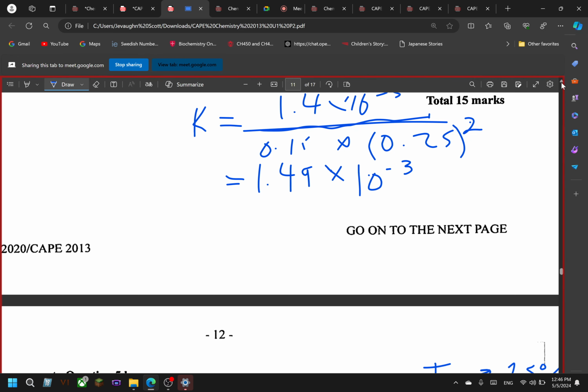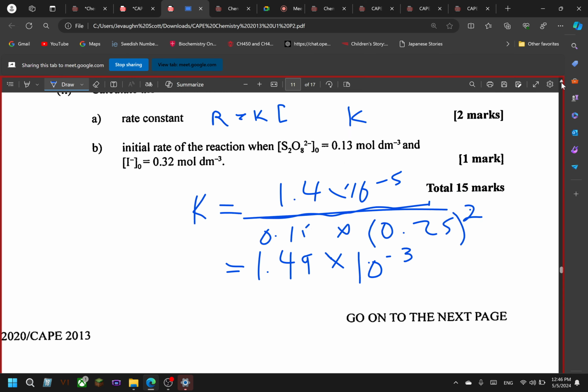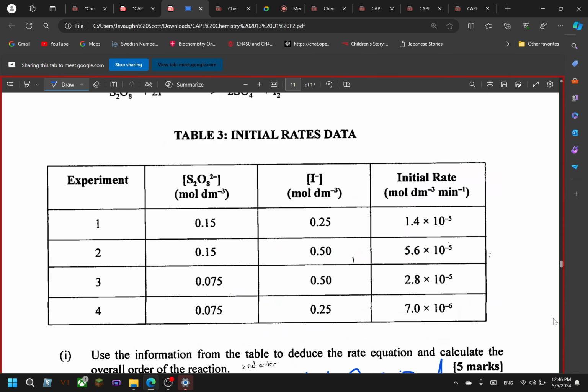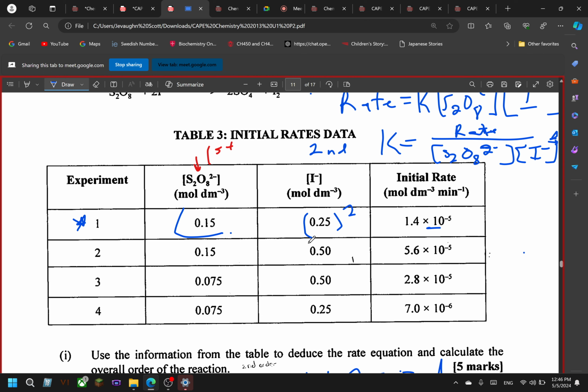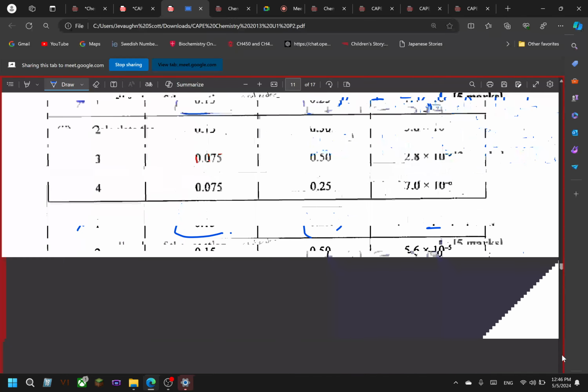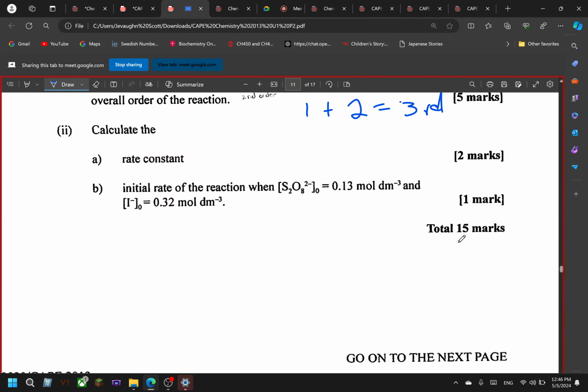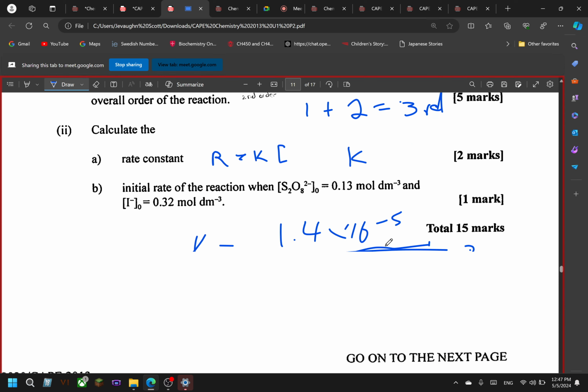Alright, so going back up to the table. Here's the table. If we're using these, remember the rate law says that iodine would be squared because it's second order. So we square all the iodine values when we're doing it. I should be able to get the 1.49 times 10 to the negative third power. Alright, so when we do it like that, we're supposed to get that, and what would be the units of K? What would be the unit of K?